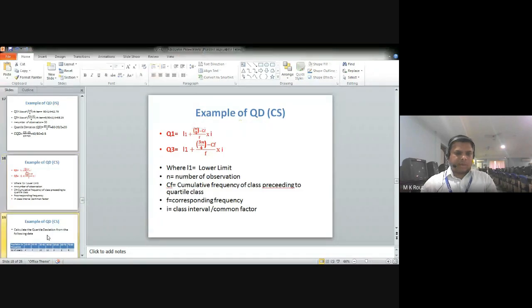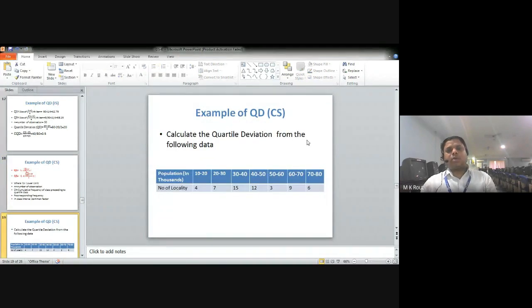Let's move to solving examples. Suppose you have to calculate only the quartile deviation from the following data. We have a particular population in 1,000 and the number of localities given. The series is 10 to 20 with frequency 4. Similarly, 20 to 30, the frequency is 7. Then 30 to 40, the frequency is 15. Again, 40 to 50, the frequency is 12. And 50 to 60, the frequency is 3. Then 60 to 70, the frequency is 9. And the last one is 70 to 80, the frequency is 6.